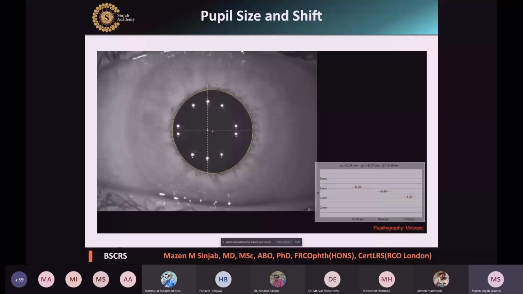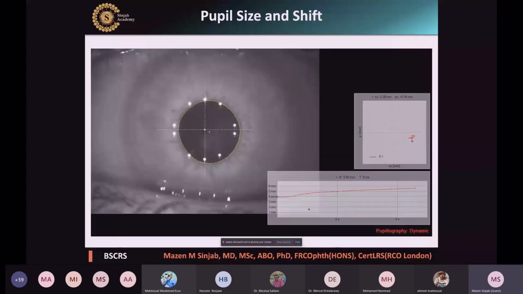The dynamic pupillometry studies the behavior of the center of the pupil between the scotopic, photopic, and mesopic conditions of pupil illumination. So as you see, the red line gives how wide the range of movement of the pupil center is.